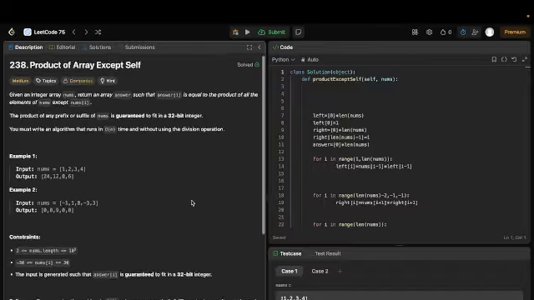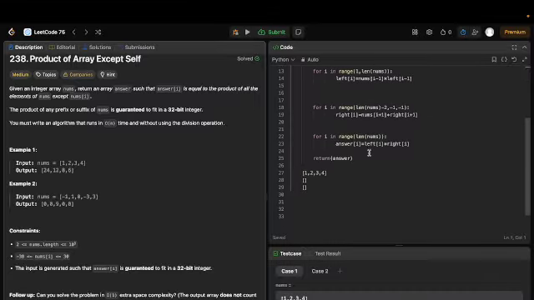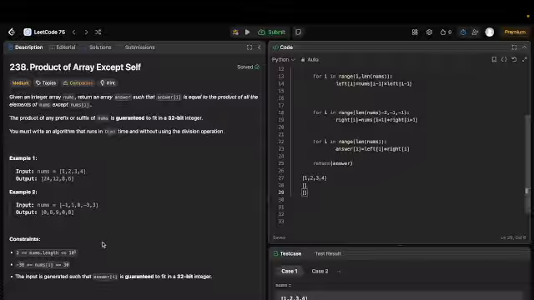So the biggest thing to understand with this is that we're going to create two different arrays. I wrote our input here. We're going to create a left array and a right array. The reason we want to do that is because the product of any number except for self is really just the product of anything that came before it and the product of anything that came after it. So we're going to create an array that holds that for each number. The left array, for example, will hold the product of any number that's left of the corresponding index in the nums array.